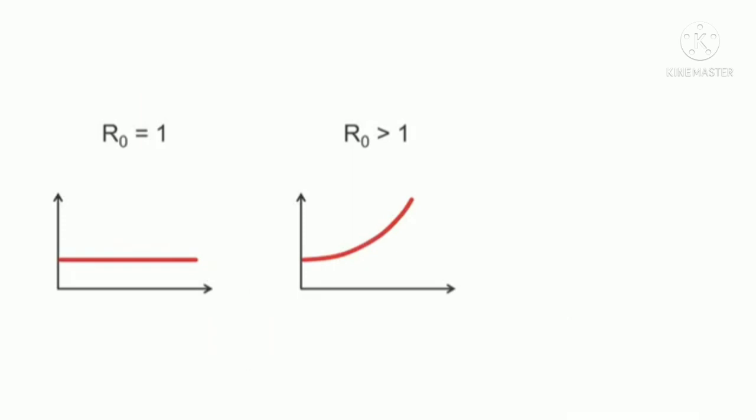So as we've seen, when R0 is equal to 1, the group size will stay constant. When R0 is greater than 1, the group of infected individuals will grow. And what will happen if R0 is below 1? Well, I think you guessed it. If that happens, the population of infected individuals will get smaller and smaller over time.